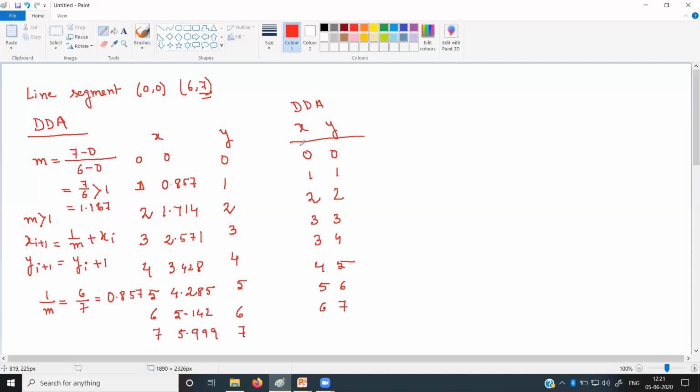So what are my coordinates? The coordinates on the line segment are 0,0; 1,1; 2,2; 3,3; 3,4; 4,5; 5,6; and 6,7. Okay.